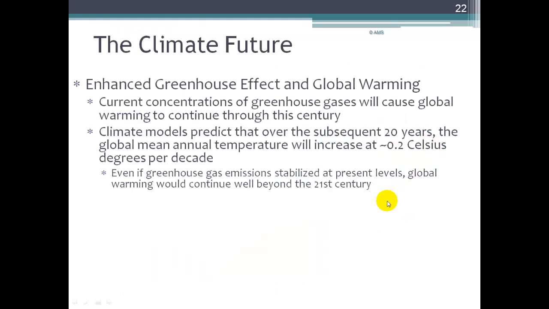So what's it going to look like? Well, a typical estimate of our climatic future is that we're going to have enhanced greenhouse effect and global warming. The current concentrations of our greenhouse gases will cause global warming to continue through this century. Our climate models predict that over the subsequent 20 years, the global mean annual temperature will increase about 0.2 degrees Celsius per decade. Even if greenhouse gas emissions stabilized at their present levels, it would not be enough to prevent this from happening.